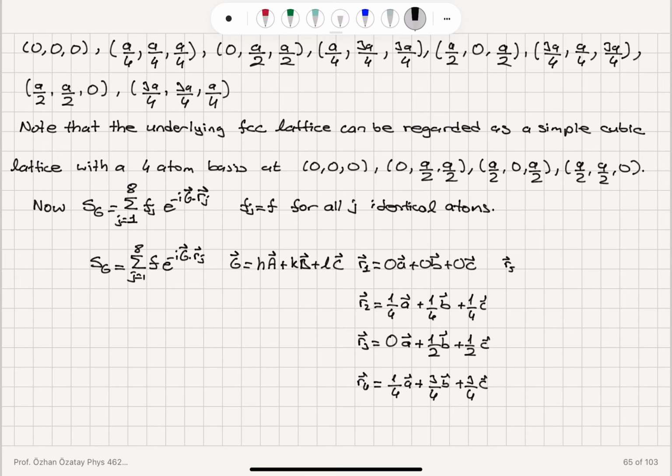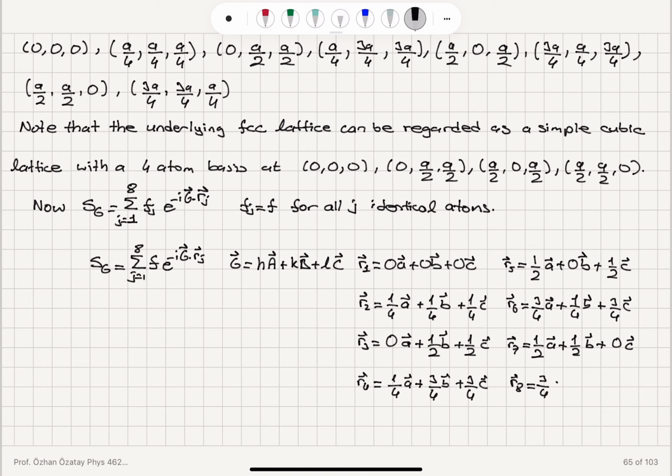The fifth atom position vector is 1/2 A plus 0B plus 1/2 C. The sixth atom position vector is 3/4 A plus 1/4 B plus 3/4 C. The seventh atom position vector is 1/2 A plus 1/2 B plus 0 C. And for the eighth atom position vector, we have 3/4 A plus 3/4 B plus 1/4 C.